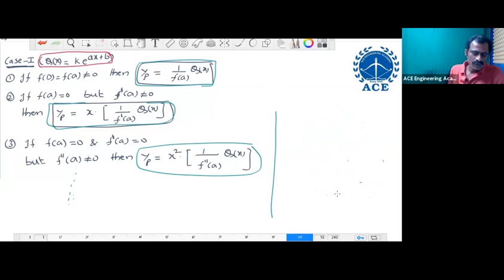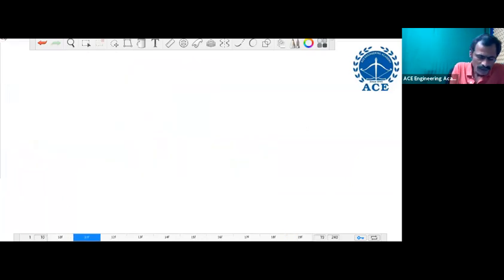This is about the first method. Now we do the problems on this. After that, we discuss the second shortcut method. So, here are the problems on this. The first problem.